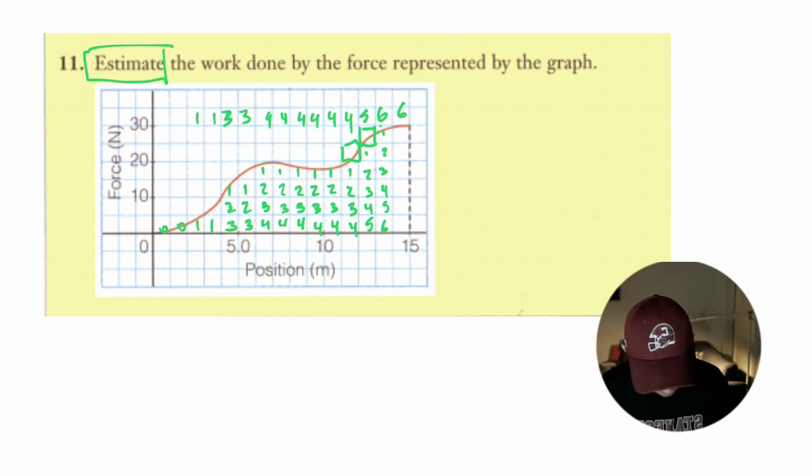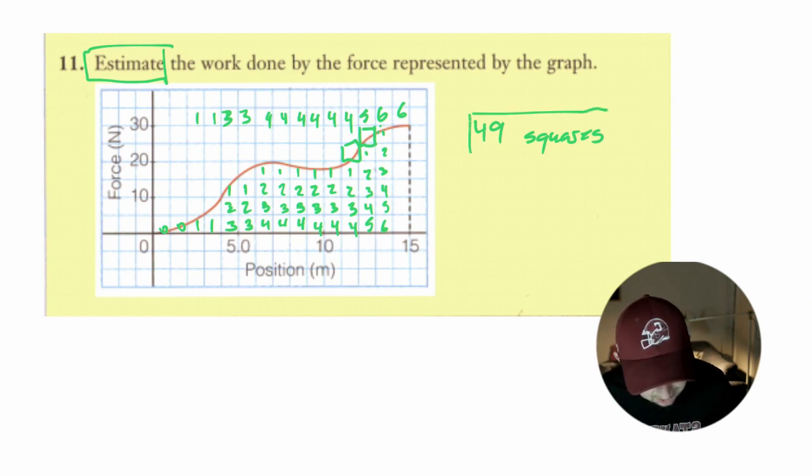So let me just punch that into my calculator quick here. I'm just adding those all up. And I came out with 49 squares. Let me do it one more time just to make sure. Plus 3, plus 3, plus 4, plus 4, plus 4, plus 4, plus 4, plus 4, plus 5, plus 6, plus 6. 49. So I've got 49 squares.